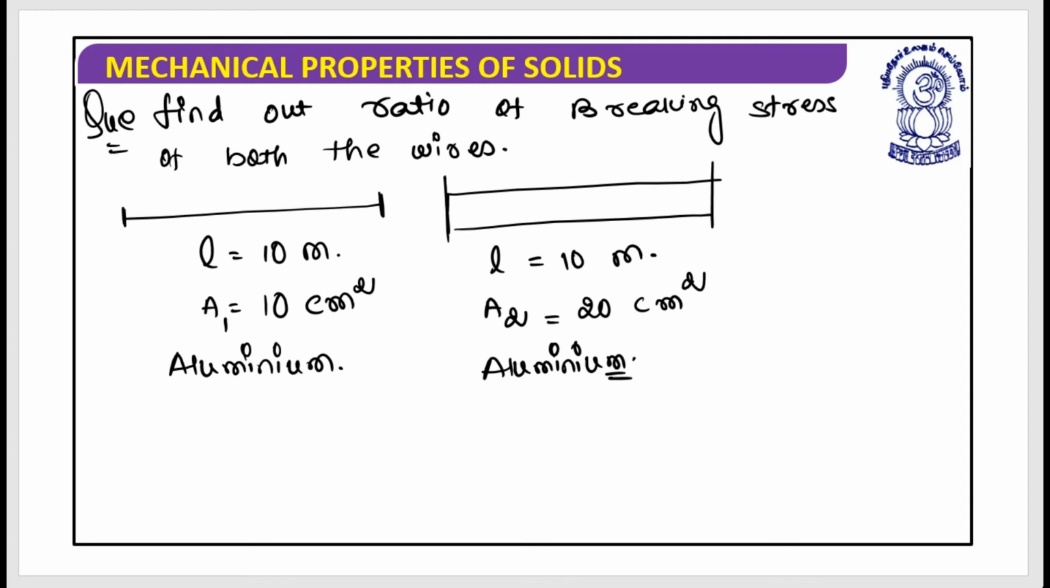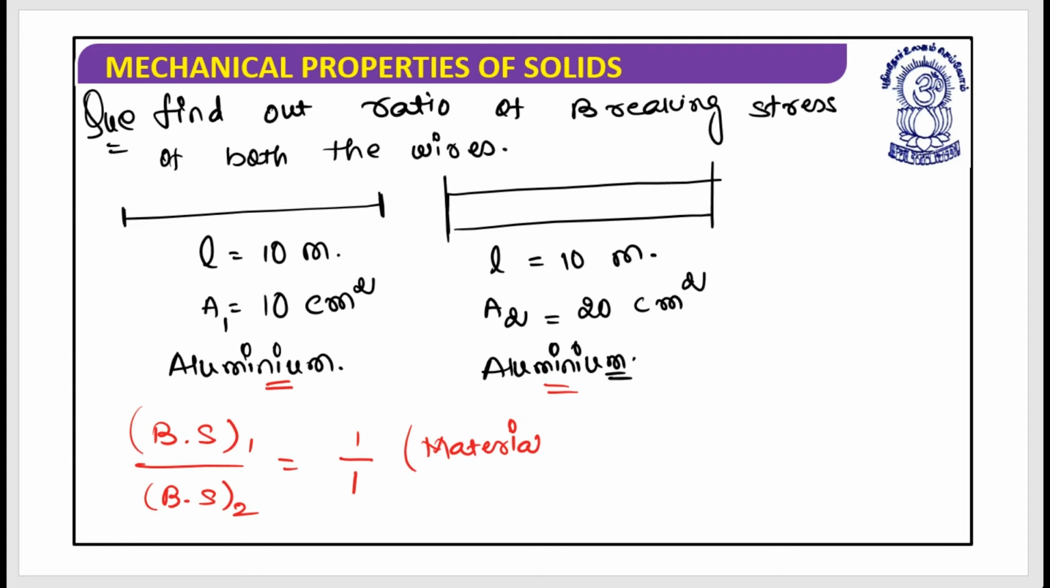So if I look for the breaking stress of both the wires, I must look at the material. If material is same, it is same. You don't need to see anything else. So it's the breaking stress of first wire divided by breaking stress of second wire. It is equal to 1 is to 1. Why? Because material is same.